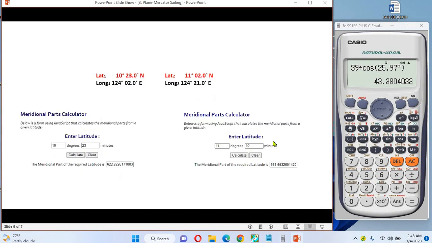Okay, next slide. So in Mercator sailing, there is that word meridional parts. To make it easy, use the meridional parts calculator. I will teach you this one later. But first, the given problem is 10°23'. So punch in the 1023 and then calculate. And the meridional part is 622.2222. We will use three digits only, so 622.222. Okay, and 11°02', punch in, and there you go, calculate: 661.653.